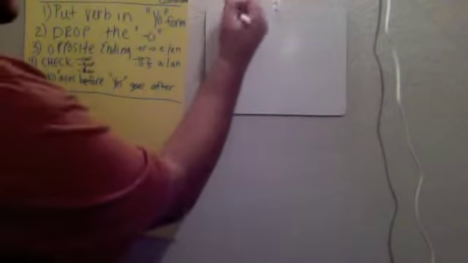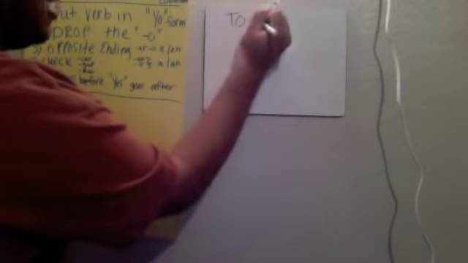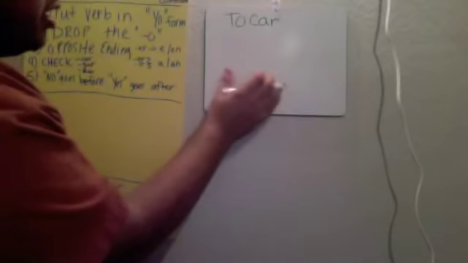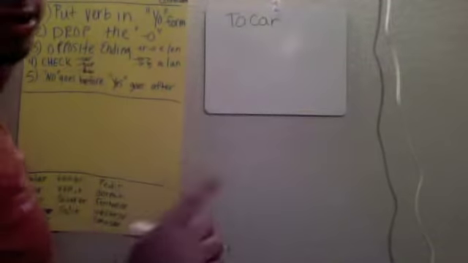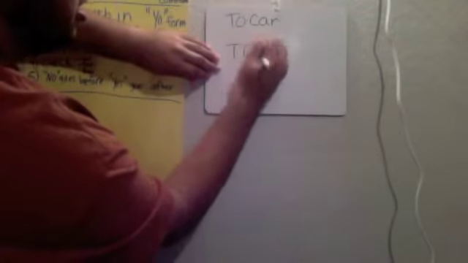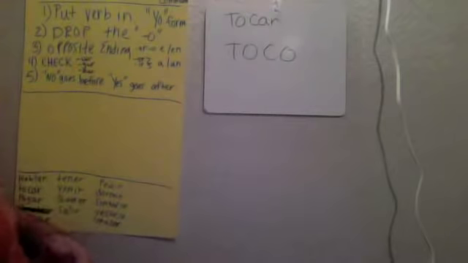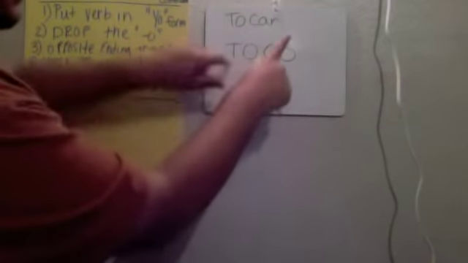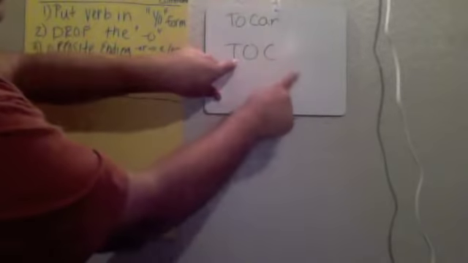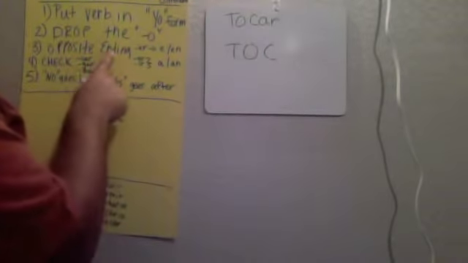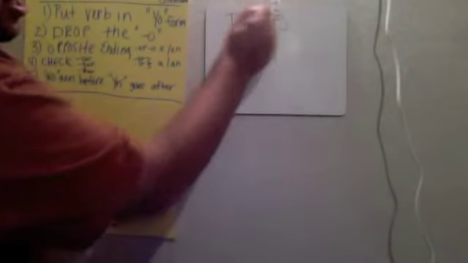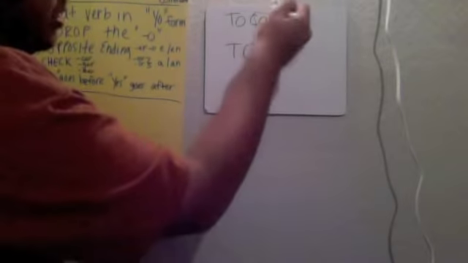The next verb we're doing is the verb tocar, which means to play an instrument. First, rule number 1, let's put this in the yo form. Toco. Rule number 2, drop the O. Okay. Rule number 3, opposite ending. Tocar, just like hablar, is an AR verb. So tocar has to change to an E.